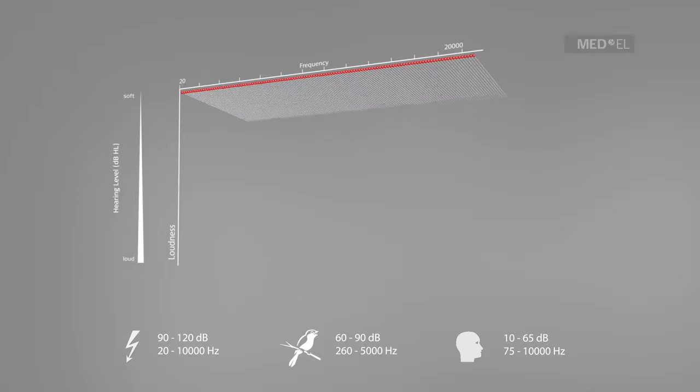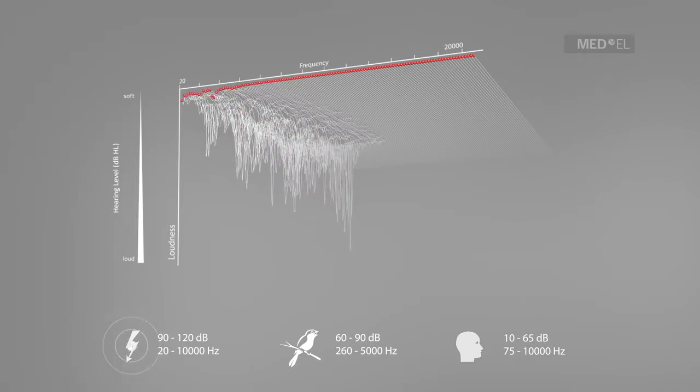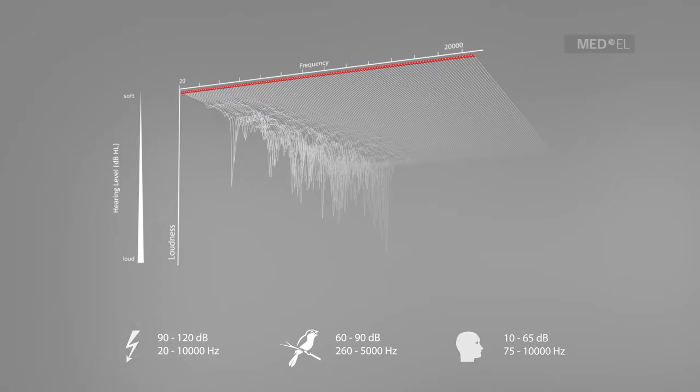The frequency of a sound is expressed in cycles per second, or hertz. It is often referred to as the pitch of a sound. In this example audiogram, frequency is represented on the horizontal axis, with low frequency sounds on the left and high frequency sounds on the right. Thunder is a low frequency sound. And a bird's chirp is a high frequency sound.